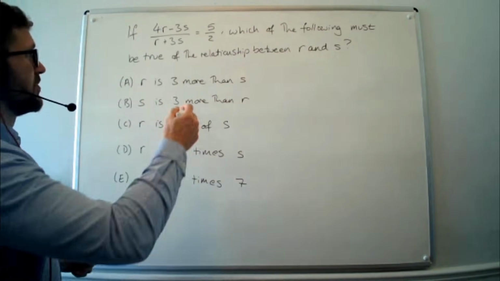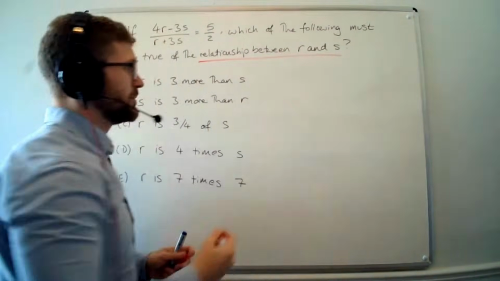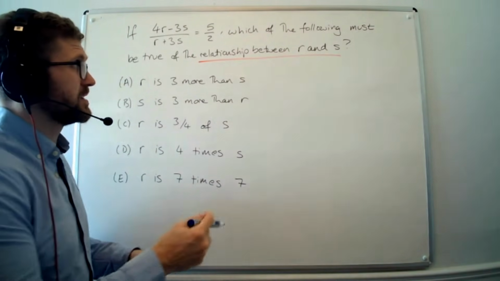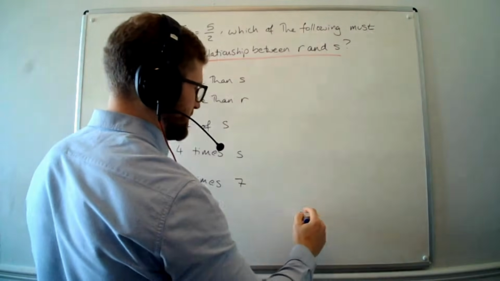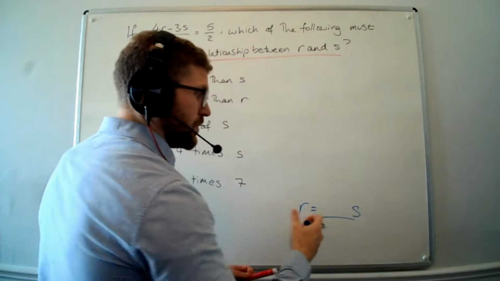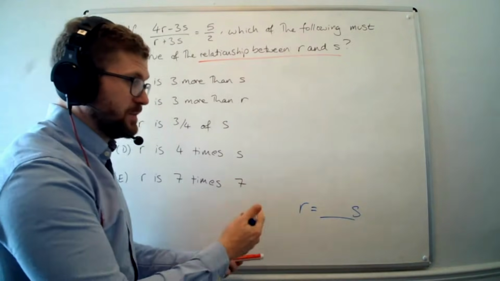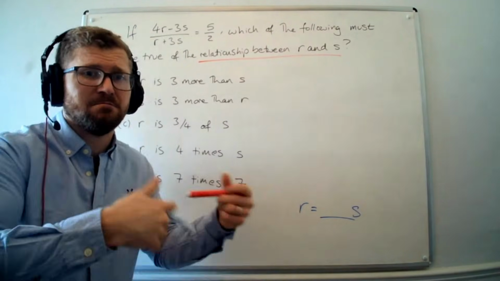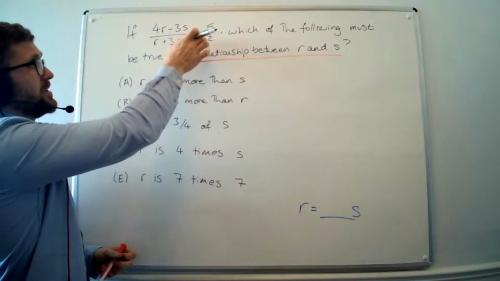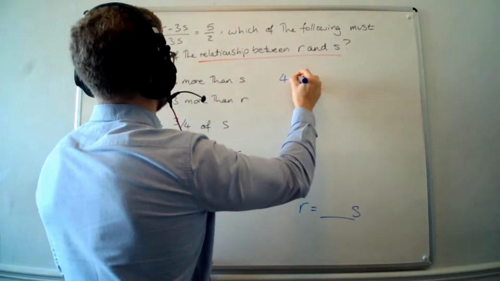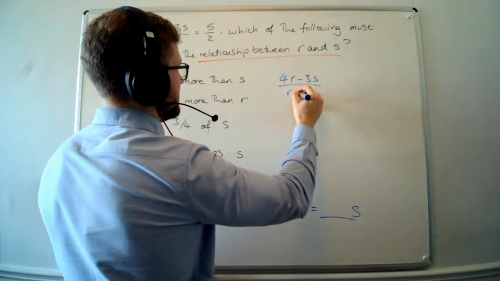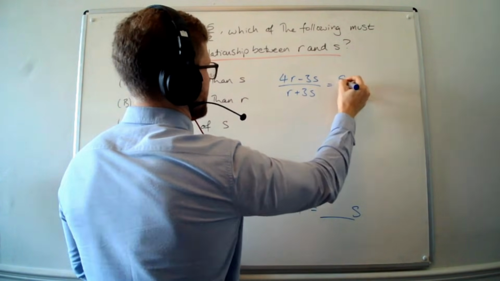So what I'm looking for here is the relationship between R and S. And when you see a setup like that, what you're really looking to do eventually is R is equal to something with an S in it. Don't know what that's going to be, but there's going to be R equals some stuff going on with an S in there eventually. And now what I have to begin with is the equation I was given at the start. So (4R − 3S) over (R + 3S) is equal to 5 over 2.